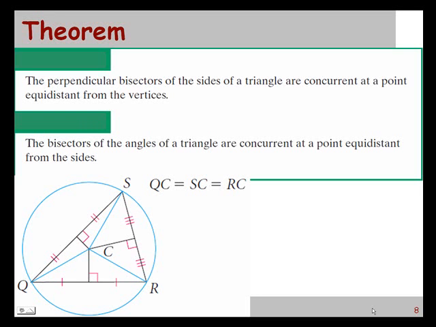What does that mean, the fact that it's equidistant? What does the fact that it's equidistant from the vertices mean? What does it mean to be equidistant? It's the same distance from Q as it is from S as it is from R, right? That point in the middle, let's call it C, is the same distance from all of those.